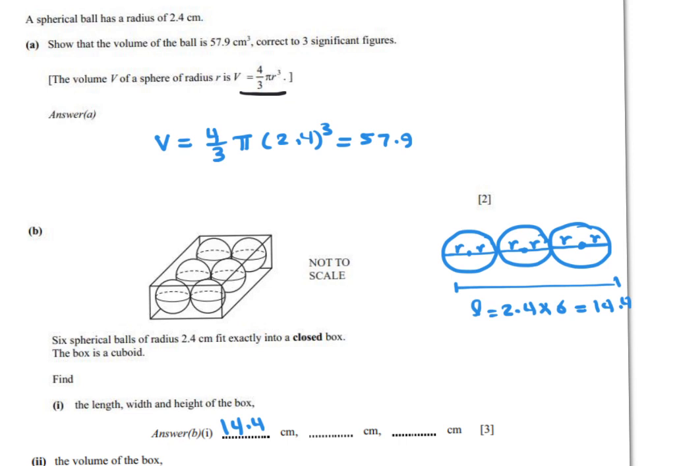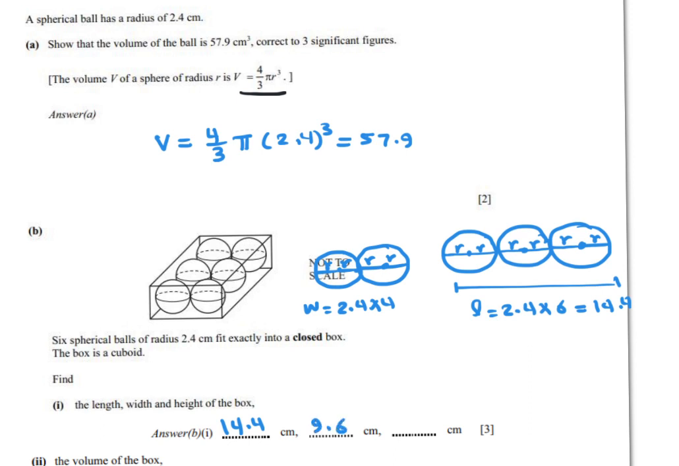The same for width. We have 2 spheres together, adjacent to each other. So 2 radii for the first one and 2 radii for the second. So we have 4 radii. To find the width, the radius 2.4 multiplied by 4. So 2.4 times 4 is 9.6.